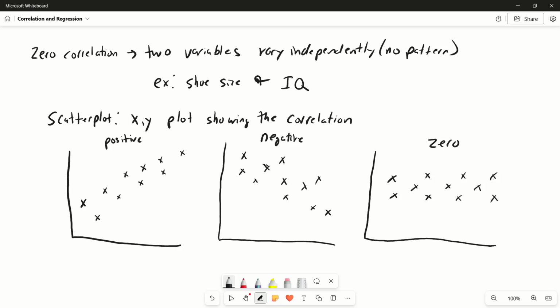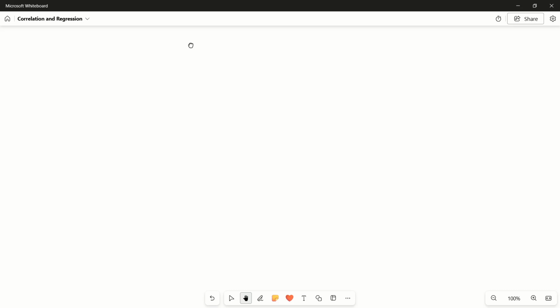So that's Pearson R, and we're going to compute Pearson R, and I'm going to talk about regression after that. Let me talk about a few other correlations, besides Pearson R, right?